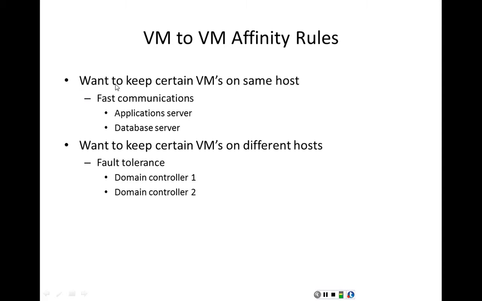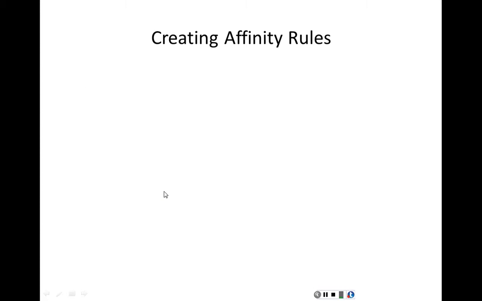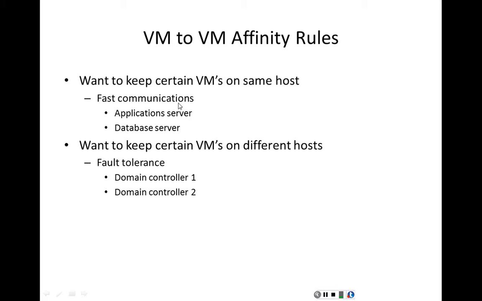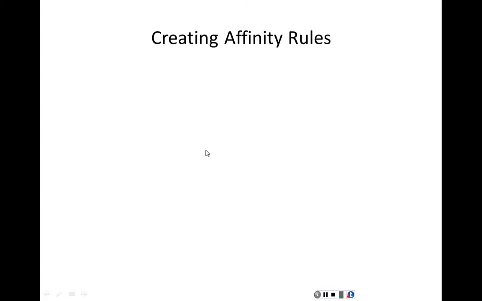Two different examples. One, we want to keep certain VMs running on the same host for purposes of fast communication, such as an application server and a database server, because if they're running on the same physical machine, they're going to communicate faster. Or we want certain virtual machines to run on different ESXi hosts for purposes of fault tolerance, such as domain controllers. So let's create affinity rules, which will keep VMs together, or keep VMs separate, anti-affinity rules.